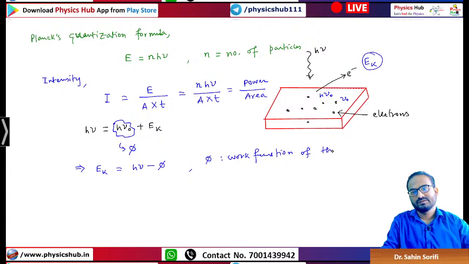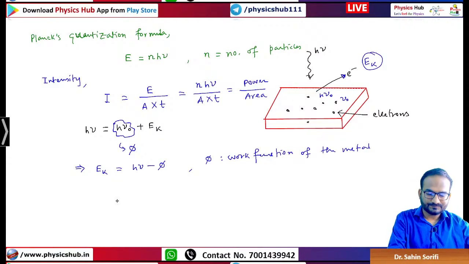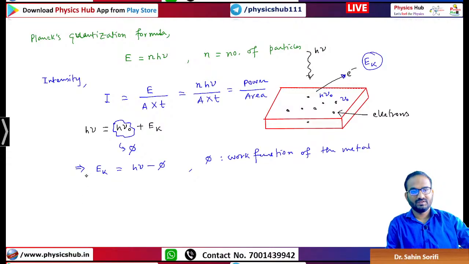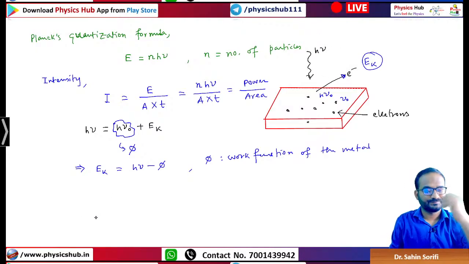What is work function? Work function is the amount of energy required to remove an electron from the metal surface. Now, why is no electron ejected if the incident frequency is less than the threshold frequency?